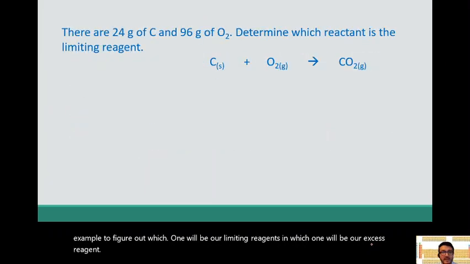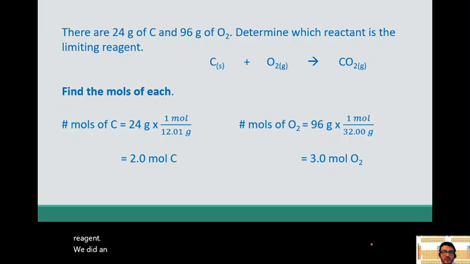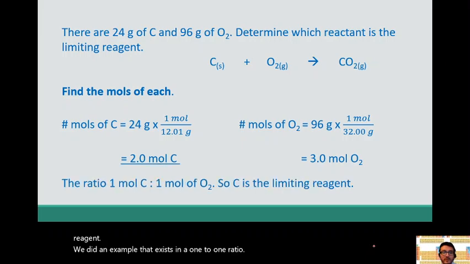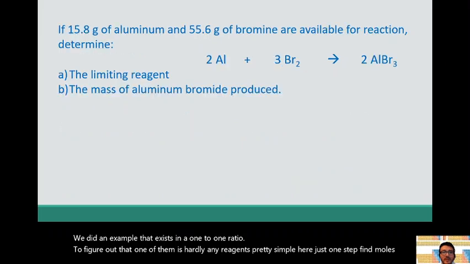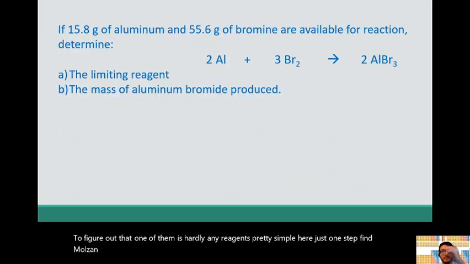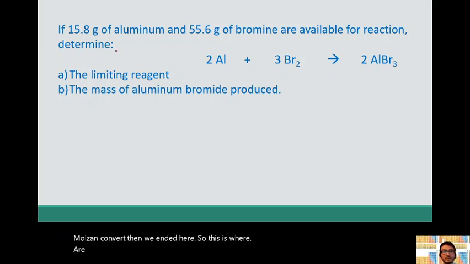We did an example that exists in a 1-to-1 ratio, to figure out that one of them is our limiting reagent. Pretty simple here, just one step: find moles and convert. Then we end it here. So this is where you see a more typical example.